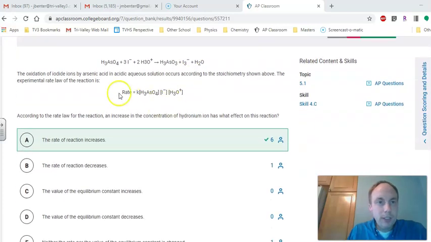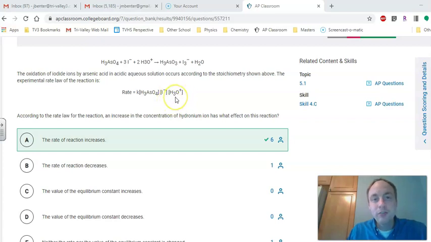And alright, question number 1. We're given a reaction, and they give us the rate law. According to the rate law for the reaction, an increase in concentration of hydronium ion has what effect on this reaction? You may not have known what hydronium ion was, but I'll tell you it's the H3O plus ion. We'll talk about that when we get to acids, so this guy right here.